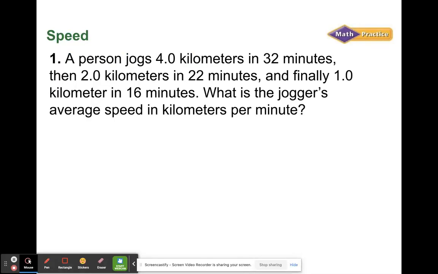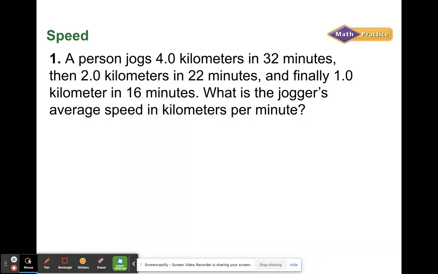It says a person jogs 4 kilometers in 32 minutes, then 2 kilometers in 22 minutes, and finally 1 kilometer in 16 minutes. What's the jogger's average speed in kilometers per minute? Now, this is the key thing. I think you guys have figured out we're going to add up all the times, add up all the distances, and divide the total distance by the time.